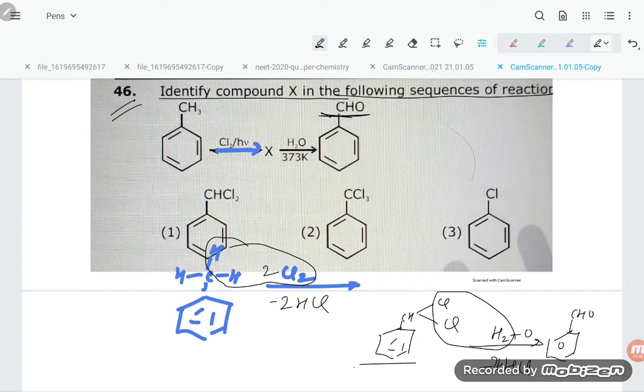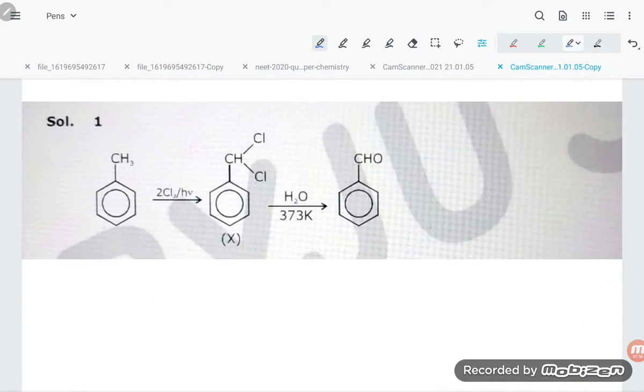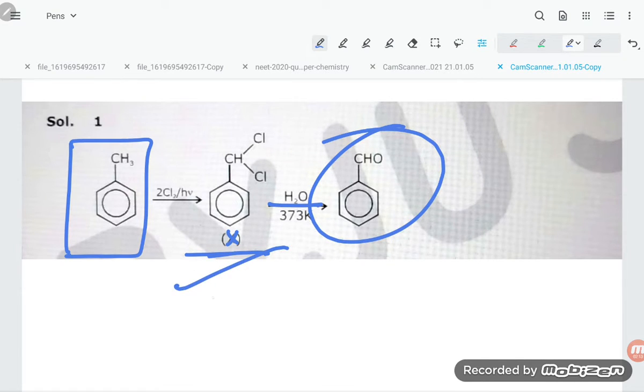So what could be the compound X? This is X. So option number A is correct. Very easy question, which you can easily understand. For this you can see in the slide. Toluene is reacting with Cl2 in the presence of hv light, a substitution reaction. So the dichloro compound it is giving is X, which on hydrolysis at 373 Kelvin gives benzaldehyde. So this is our required answer.